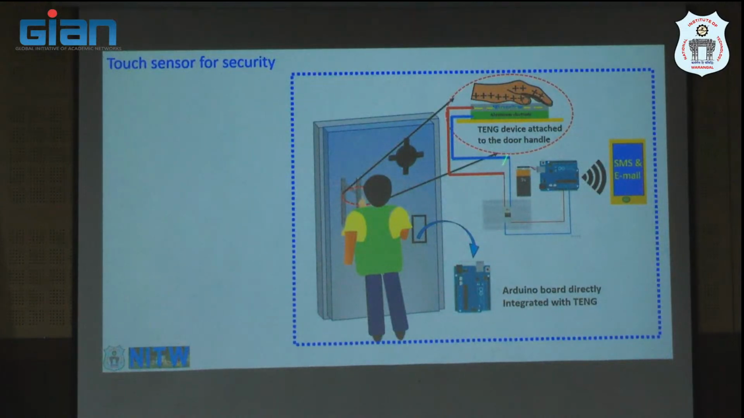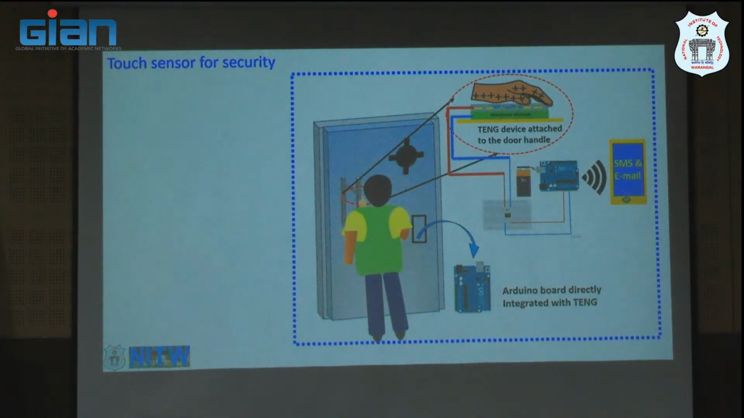In this case what we have done is we have utilized our TNG in the single electrode mode, where your hand acts as one friction layer and your MXene silicon acts as another friction layer, and we connected the output of the TNG to an Arduino board with a Blynk app. Whenever someone touches the MXene surface, you get an electrical pulse. That pulse will be read by the Arduino board, which will send an SMS that someone has touched my door handle.